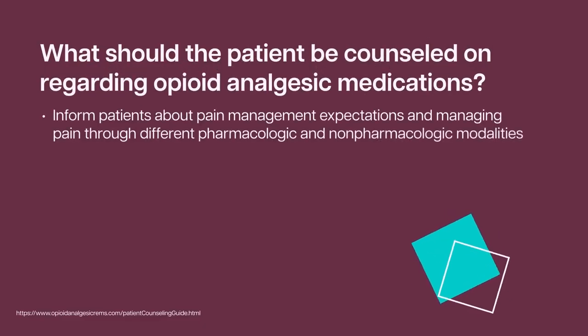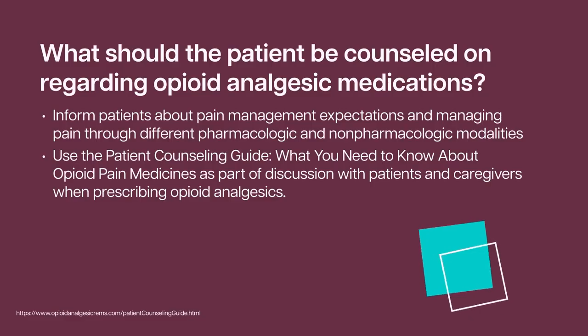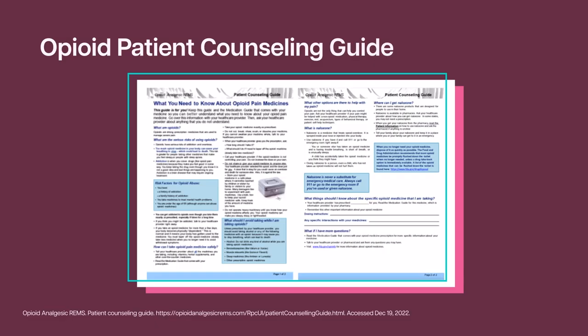Okay, let's finish up on a few notes about patient counseling. We've already discussed the importance of managing patient expectations. Patients should anticipate improvement of their pain with a mixture of non-pharmacologic, non-opioid, and potentially opioid modalities. The Food and Drug Administration, as part of its Opioid Analgesic Risk Evaluation and Mitigation Strategy, REMS, has released the Patient Counseling Guide, What You Need to Know About Opioid Pain Medications. Use this guide as part of your discussion with patients and caregivers when prescribing opioid analgesics.